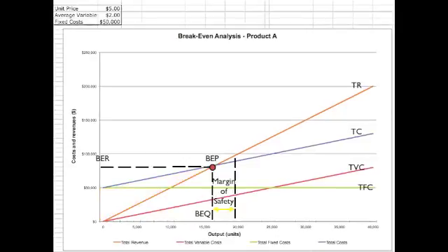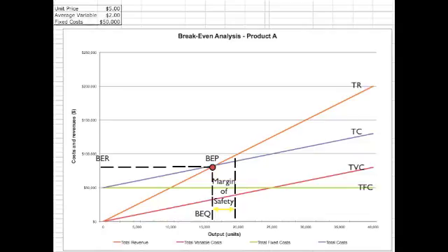The margin of safety is dependent on the product's level of demand in the market. It is calculated by subtracting the break-even quantity from the level of demand in the market. For example, the level of demand for product A is 20,000 units, where the break-even quantity is 17,000 units. That means product A could produce 3,000 units less and still would not make a loss if all products are sold.